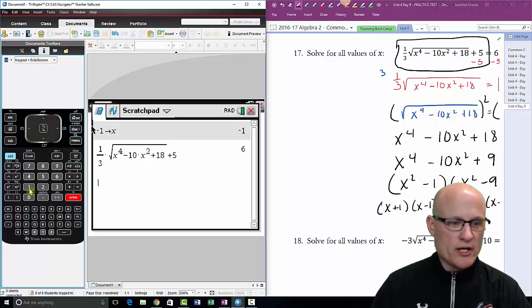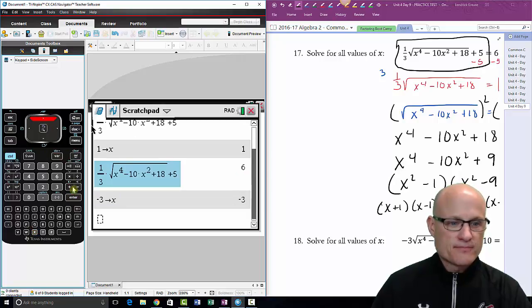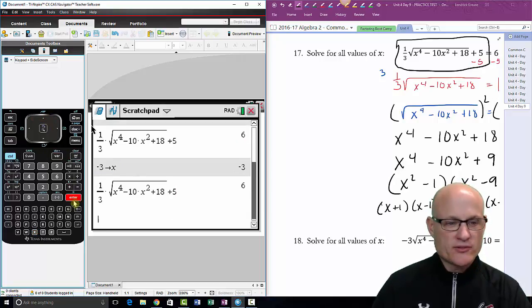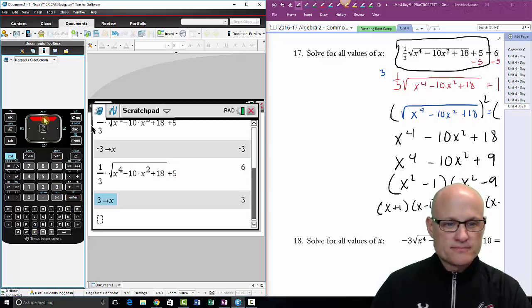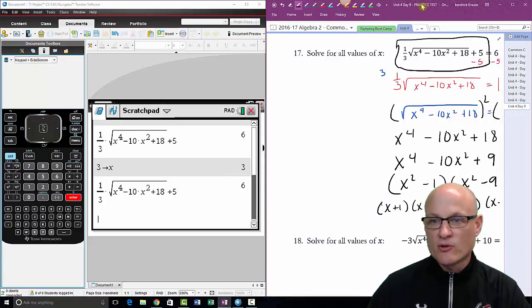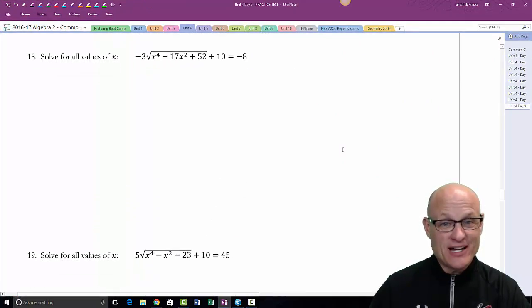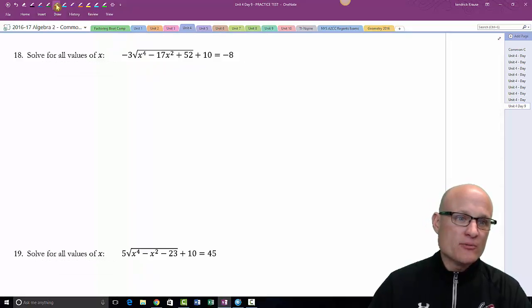Yay! All right, so we're going to do 1, store in x. Typed it. Hopefully we get 6. Yay! Now we're going to do negative 3, store in x. Hopefully we get 6. Yay! 3, store in x. Hopefully we get 6. Yay! Okay, so in this case, they're all correct. They all work. That doesn't always happen. I'm certain one of these is not going to be correct. We'll see. So, let's get going.